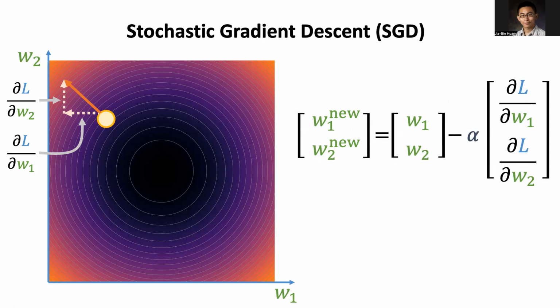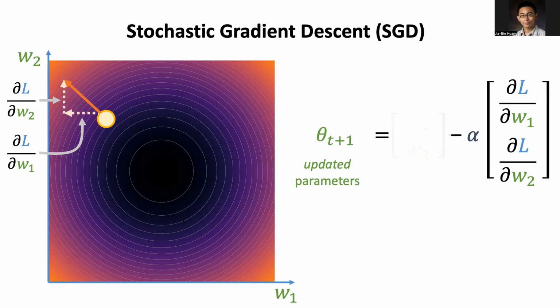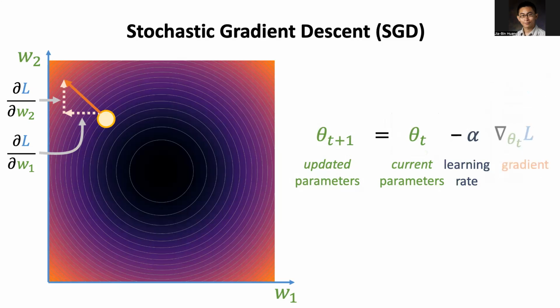All right, questions about this? All right, so let me label this. This is the updated parameters, theta t plus 1. We start from 0 and gradually update this. This is theta t, the current parameters. Here, this is the learning rate, and this is the gradient. Okay, so that is the general form.